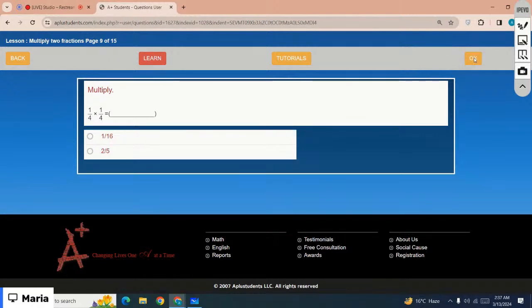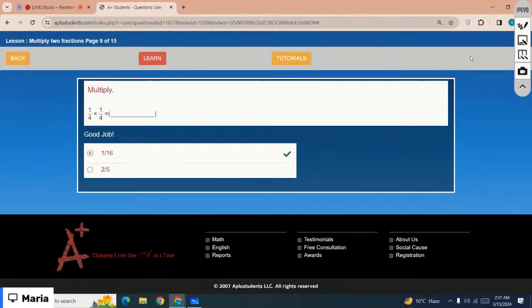1 by 4 times 1 over 4. So which is the correct option? The correct option is, very good, that is 1 out of 16. Numerator times numerator and denominator times denominator. So 4 times 4 is 16. So that is 1 out of 16.